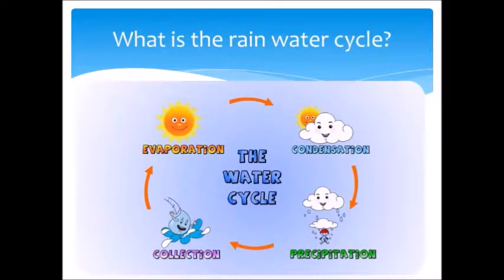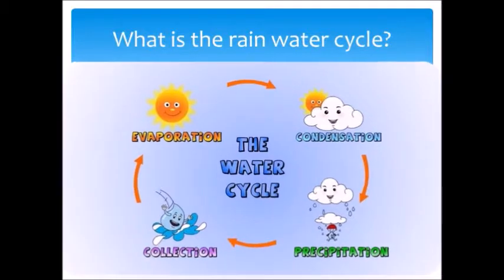There are four main stages in the water cycle. We are going to discuss these stages. They are evaporation, condensation, precipitation, and collection. Let's look at each of these stages now.